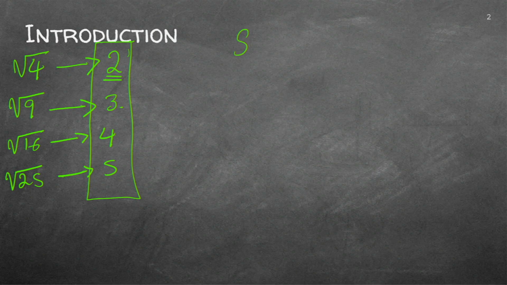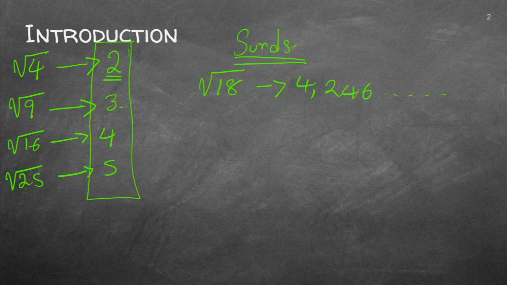So when I'm talking about surds, I'm talking about an example of the square root of, let's think of a number, the square root of 18. The square root of 18 is given by 4.246 and many more numbers afterwards. So the reason why we call these ones surds is because you have values after the comma. So you have decimals, which keep on recurring.